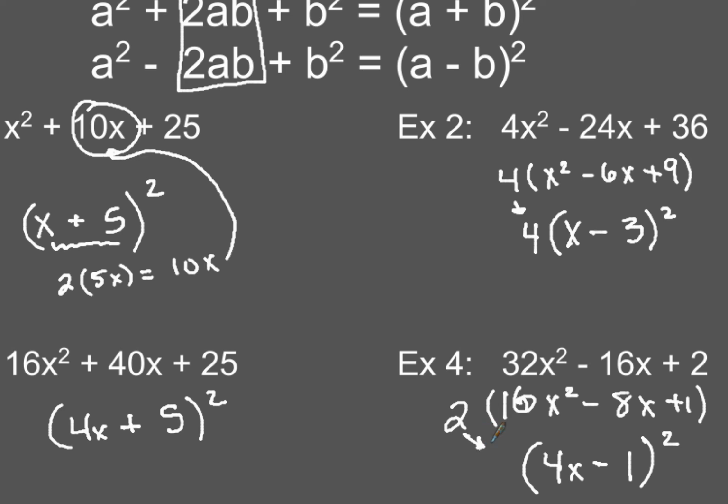But as always, don't forget the GCF. Make sure you write that out in front there. So the correct answer for example 4 is 2 times the quantity 4x minus 1 squared. Easy peasy. Just take your time, and you got this.